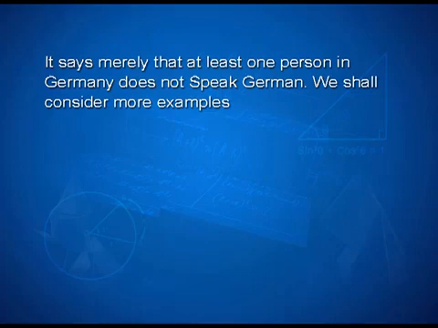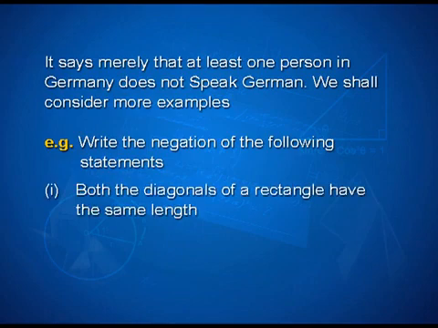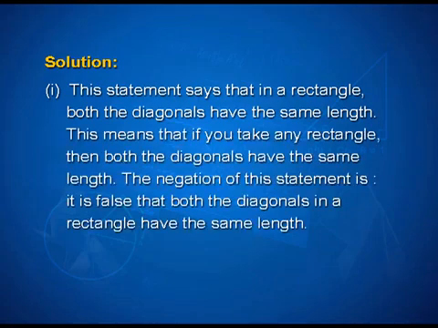We shall consider some more examples here. Write the negation of the following statements. First, both the diagonals of a rectangle have the same length. Second, root 7 is rational. Now, let us look into the solution. First, the statement says that in a rectangle both the diagonals have the same length. This means that if you take any rectangle, then both the diagonals have the same length.